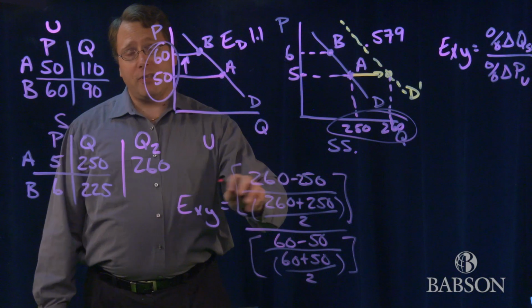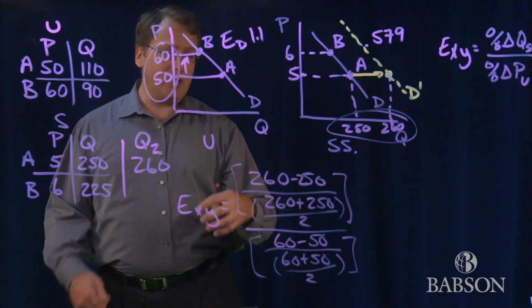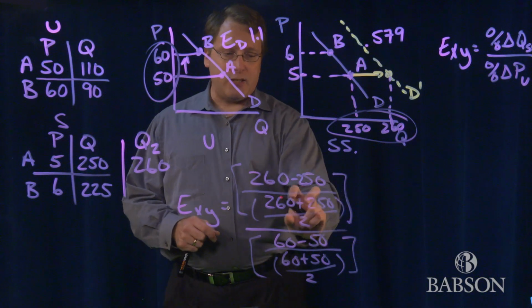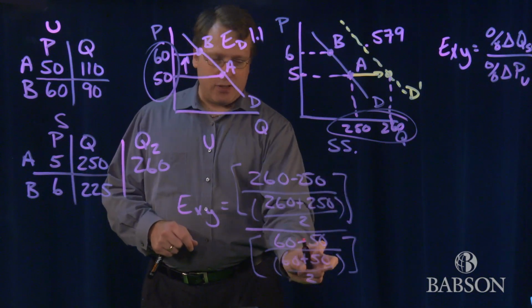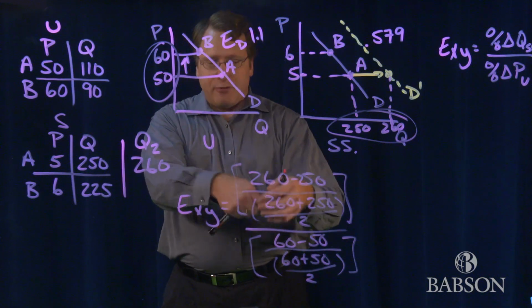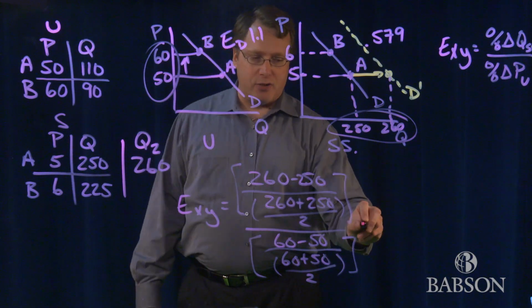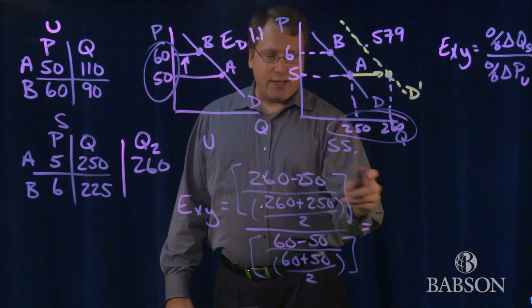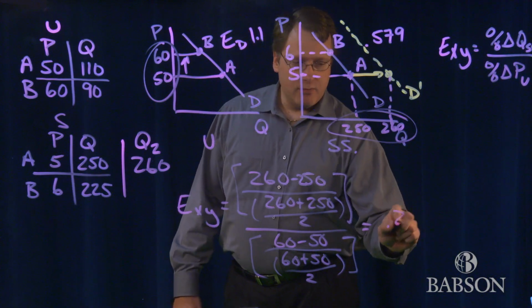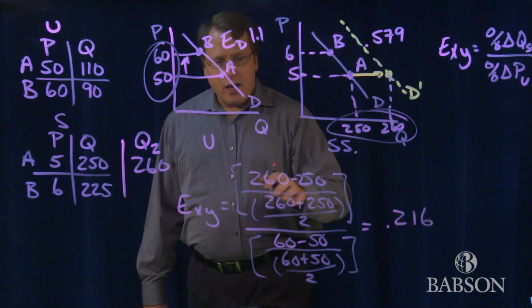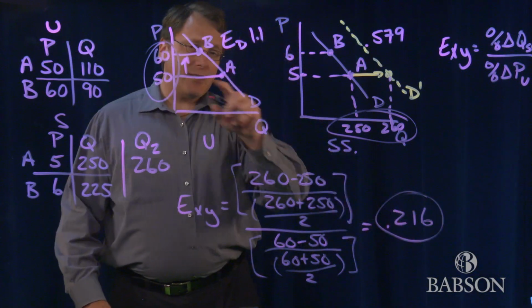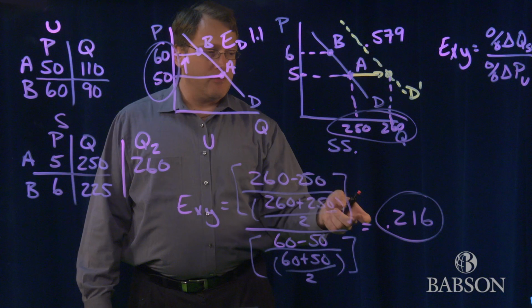Now remember, there's a lot of order of operations problems here. So it sometimes helps to think about doing it in steps, right? Calculate the midpoint first, calculate the difference, and then find the percentage changes. If you go through that process, what you'll find is that this is 0.216. And this 0.216 then is telling us about the relationship between these two.